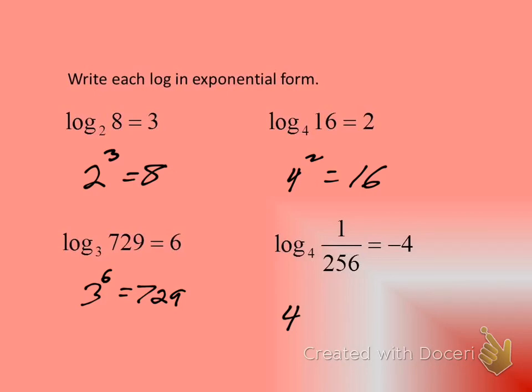What's next? To the negative fourth equals 1 over 256. Good. Okay. All right. You need to know how to do that switch right there. All right, so that's one way. Everybody okay?